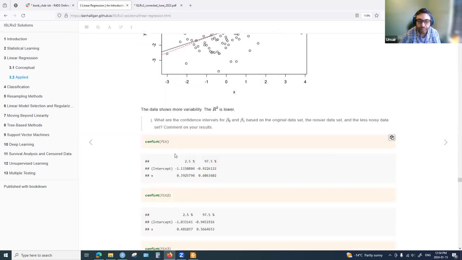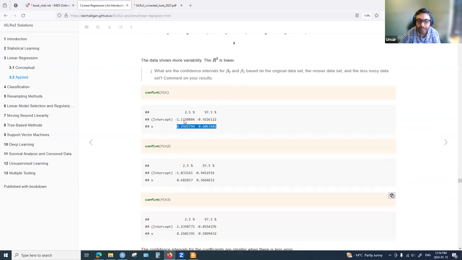So this is with less noise. We look at the confidence interval. If we focus on the confidence interval of the beta 1 coefficient, we see it's between 0.39 and 0.6. This is the original one. This is with less noise, and this is with more noise. So fit 3 shows 0.26 to 0.59, and fit 2 shows 0.48 to 0.56. So this interval has a narrower range compared to the fit with higher noise.